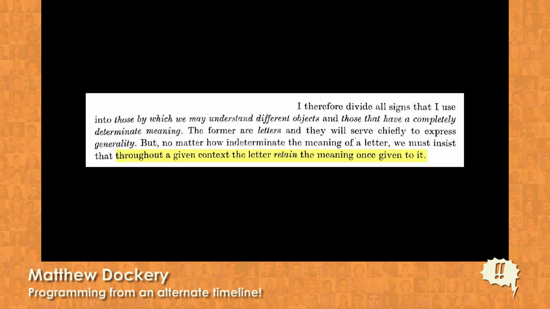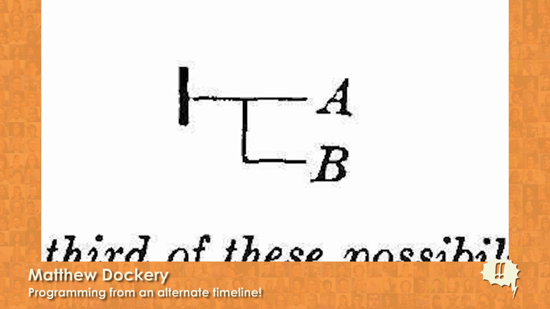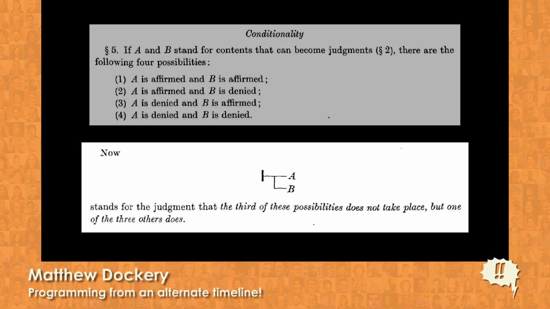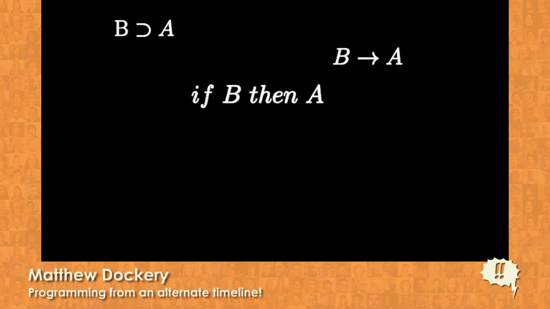Okay, now into the fun stuff. This is conditionality. To define it, he sets out a truth table and says this symbol stands for the judgment that a third of these possibilities does not take place, but one of the other three does. While not otherwise naming it as such, he's describing the logical operator of implication here. While this is sometimes written as if B then A, it's important to note that it is not the same thing as an if statement.